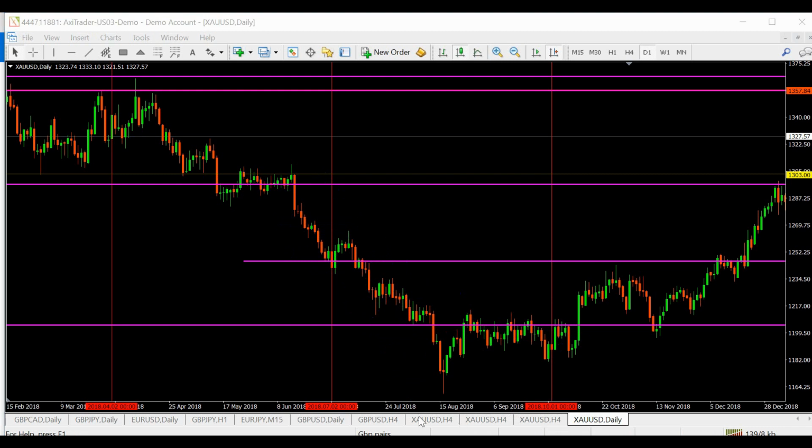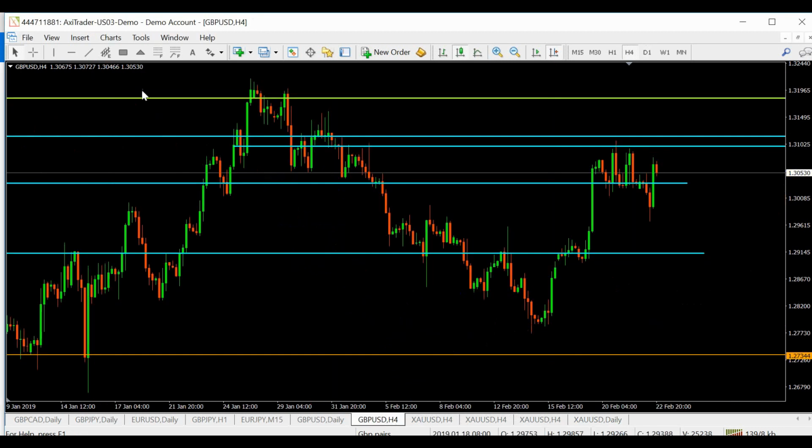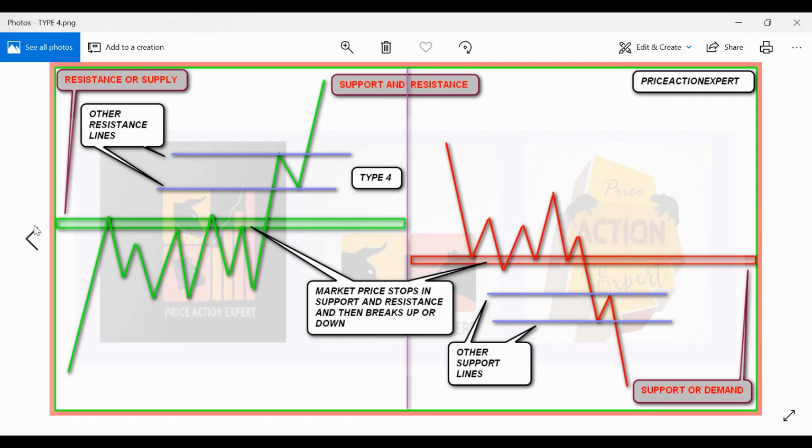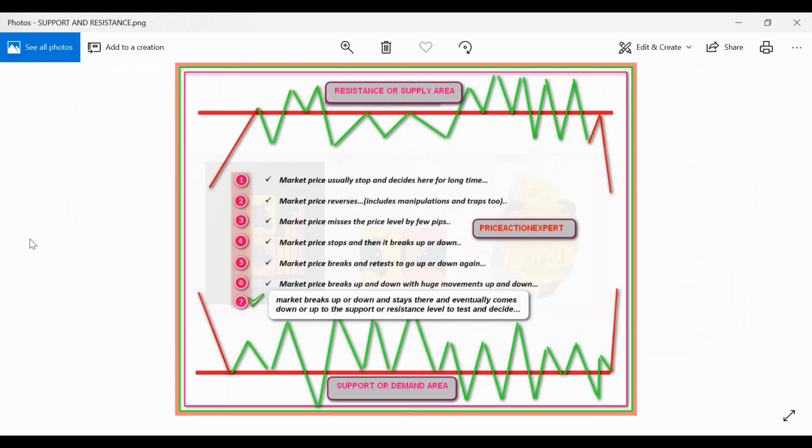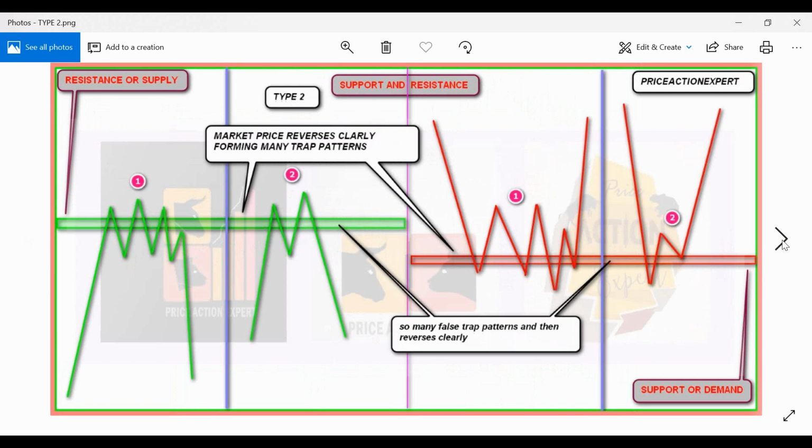You can also see here in GBP USD. See here it stops, breaks down, stops, and it goes up. Okay, let's move on to the next, type 5. Type 5, market price breaks and retests to go up or go down. Okay, let's see type 5.